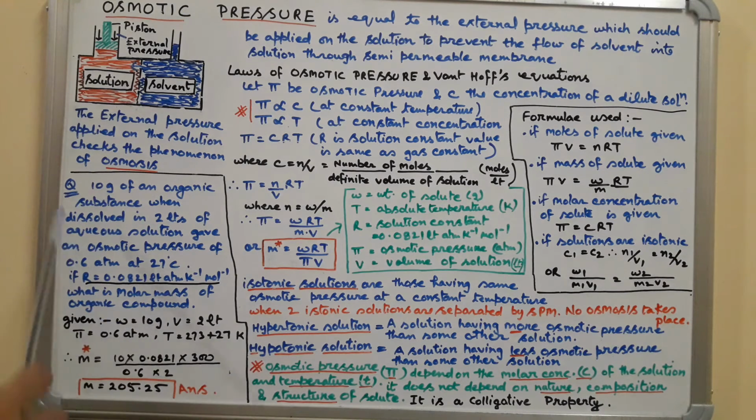Now see again into the numerical. Write down what is given. Weight of solute is given: 10 grams. Volume is given: 2 liters. Osmotic pressure is given: 0.6 atmosphere. Temperature is given: 27 degrees Celsius. We have to convert it into Kelvin. You can see here, by implementing the numerical values in the formula, it is the same. See the asterisk here and the asterisk here. This formula I am using here, and I have put the values given in the numerical into the formula, and I am getting this answer. The molecular mass of the non-volatile solute is this much: 205.25 is the answer.